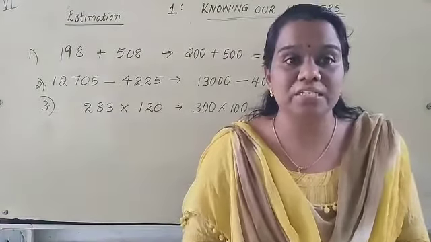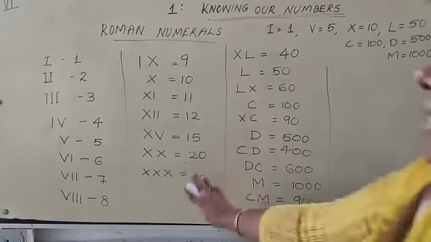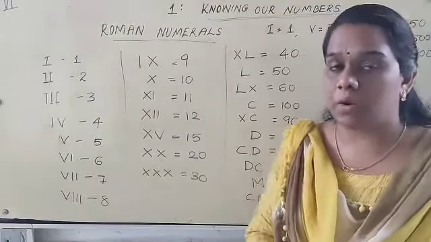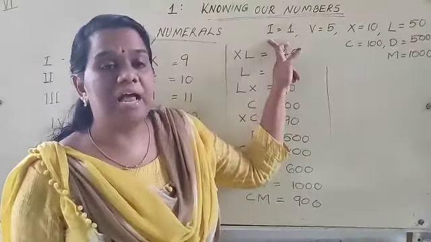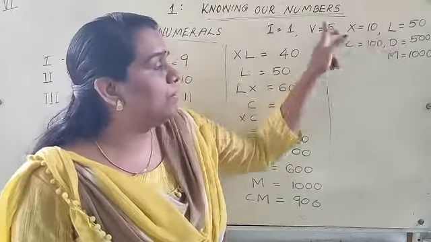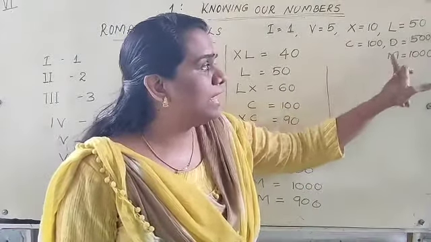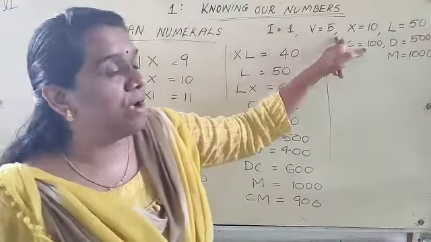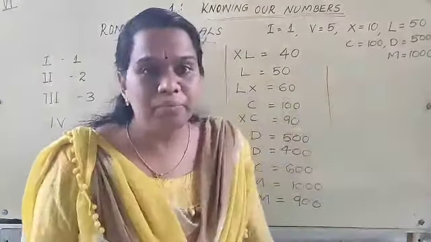Okay, now let us move to the last topic, that is Roman numerals. The last topic of chapter 1 is Roman numerals. You studied Roman numerals in smaller classes. You wanted to remember only I means 1. I is 1, V 5, X 10, don't forget it, L 50, C 100, D 500, M 1000. So you have to study this.